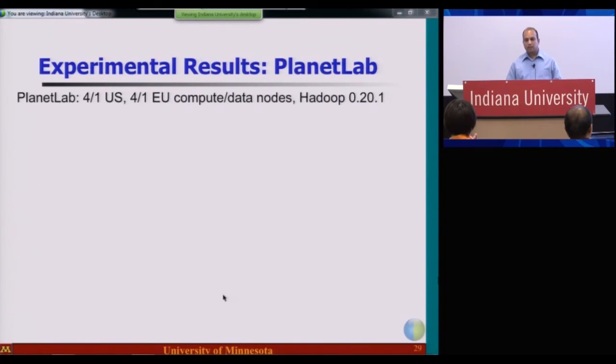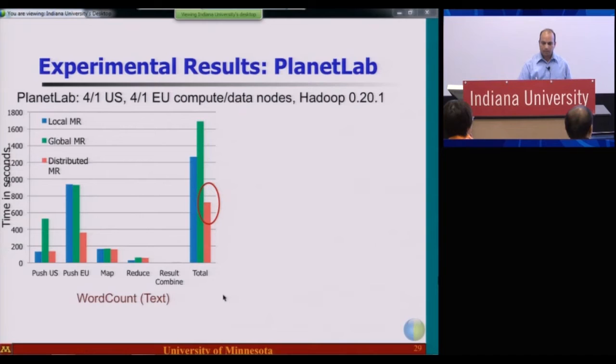So we ran some experiments on MATLAB, which provides us with high geographical distribution, and looked at the results for different applications and different data inputs. This graph shows what happens when we run word count on regular English text. In the graph, we have three different bars corresponding to the local MapReduce, which runs everything centrally, global, which just assumes everything is a single cluster, and the distributed, which runs things close to the data source first.